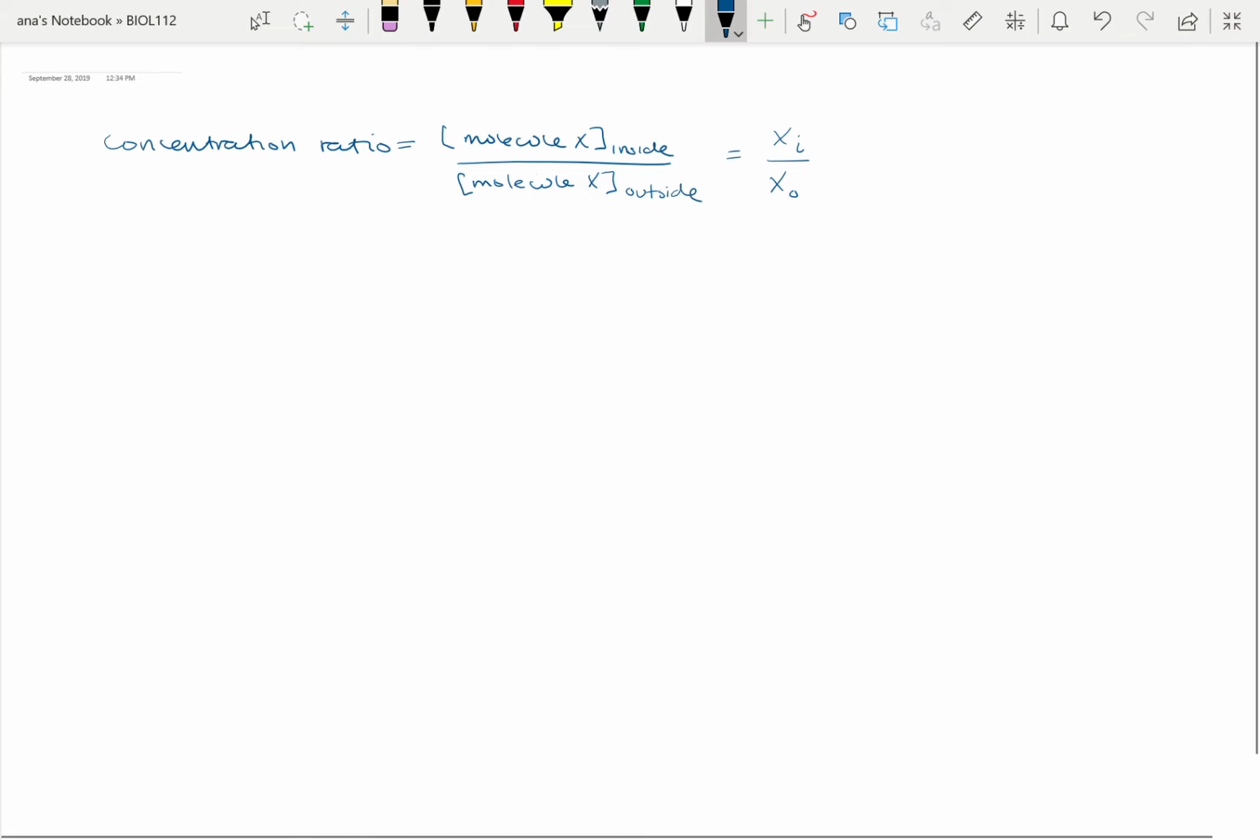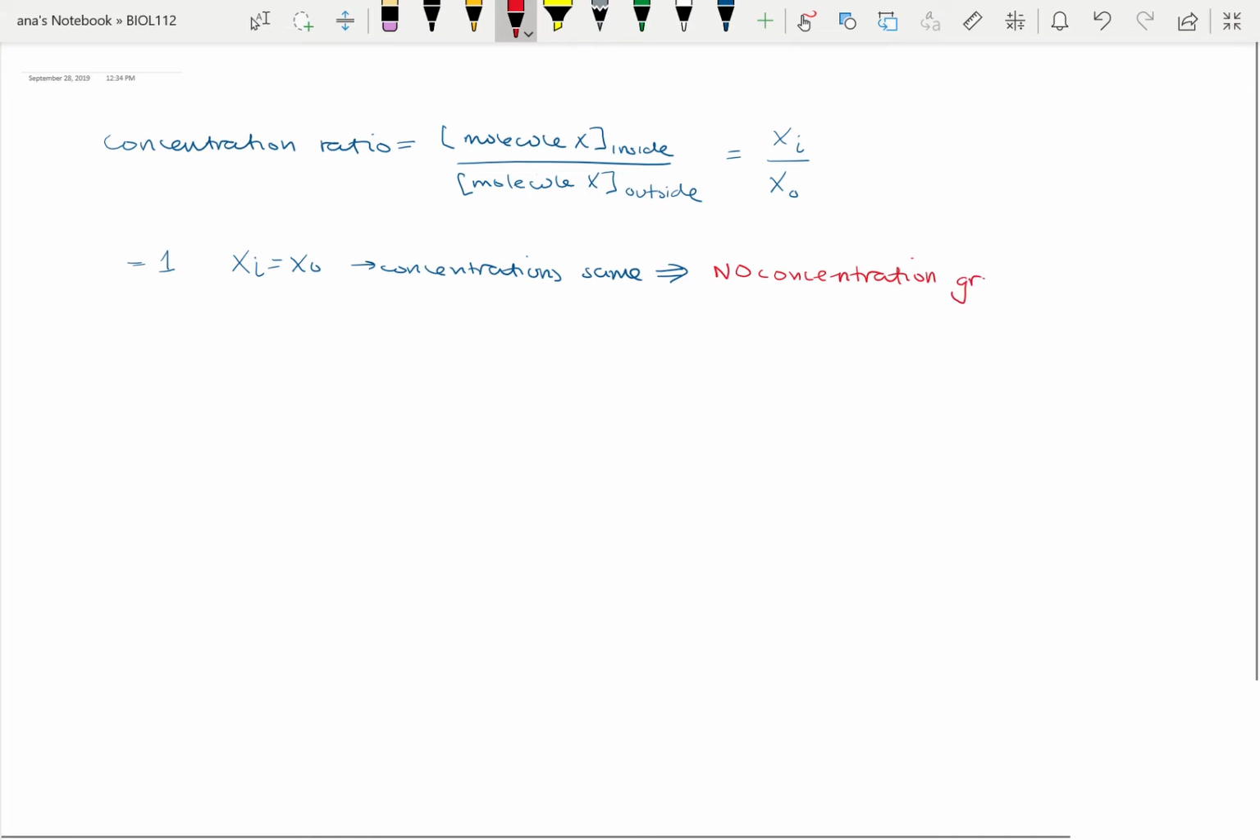So when this ratio is equal to 1, that means that xi is equal to xo, right? So that means that the concentrations inside and out are the same, which means that there is no concentration gradient.